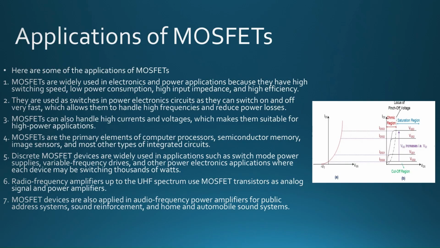Here are some of the applications of MOSFETs. MOSFETs are widely used in electronics and power applications because they have high switching speed, low power consumption, high input impedance, and high efficiency. They are used as switches in power electronic circuits as they can switch on and off very fast, which allows them to handle high frequencies and reduce power losses. MOSFETs can also handle high currents and voltages, which makes them suitable for high-power applications.